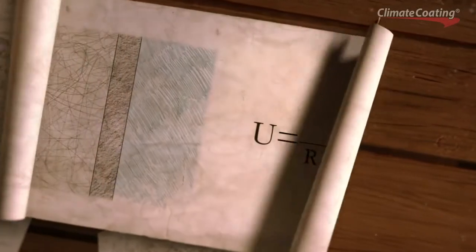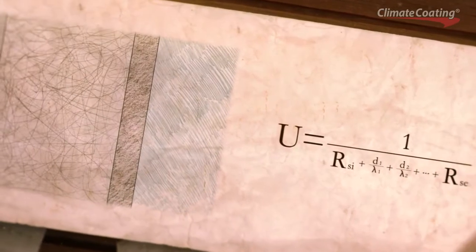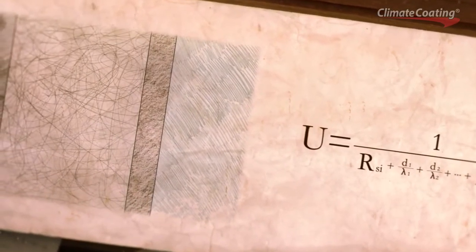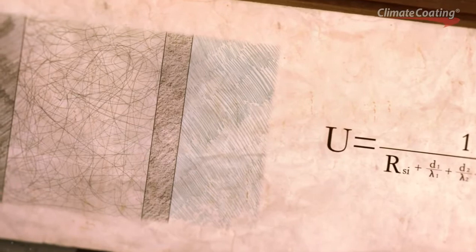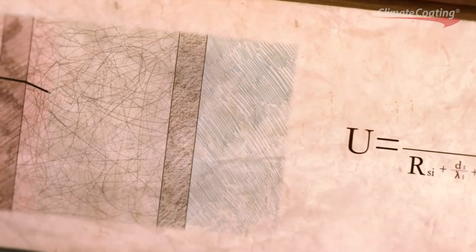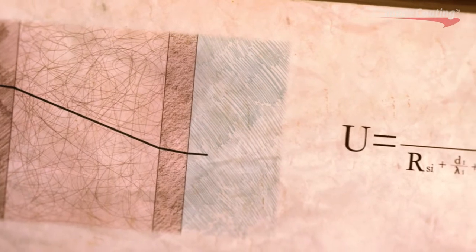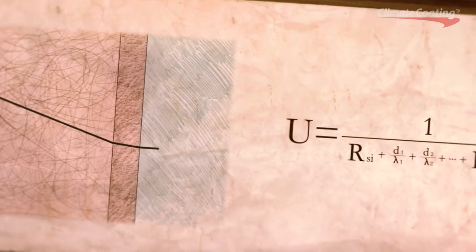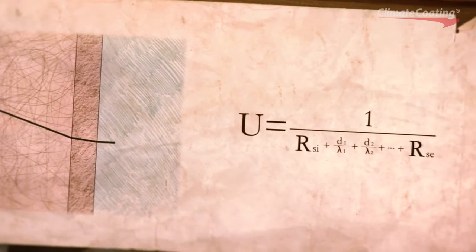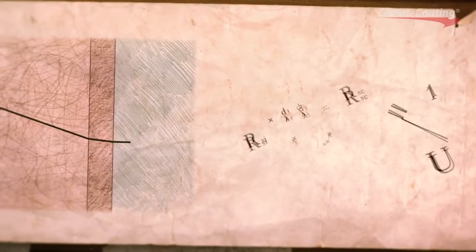What is the U-value, in fact? It is based on the heat transfer coefficient, the extent of the heat transfer from room air via the wall toward the outside air, based upon the difference in air temperature. The U-value is the reciprocal, so it is the reversed value of the heat transfer coefficient.